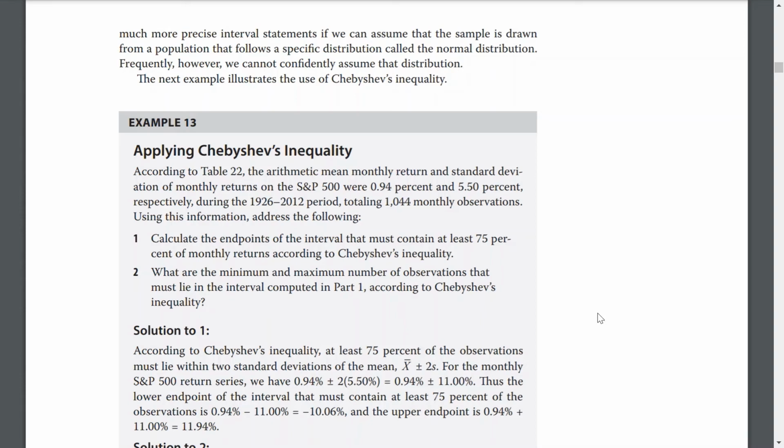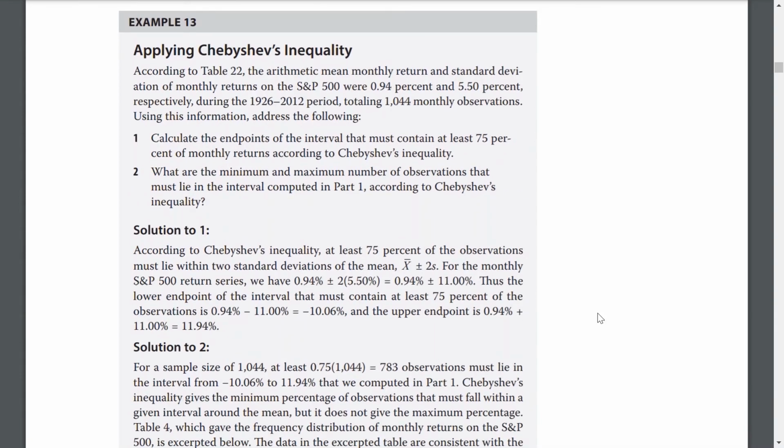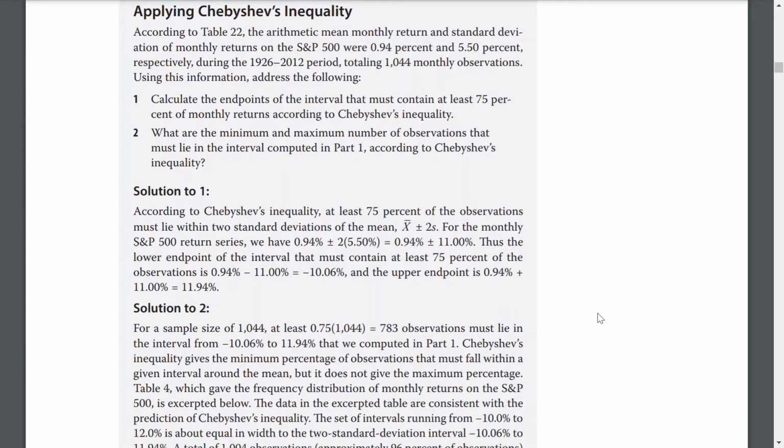Using this information, address the following. Calculate the endpoints of the intervals that must contain at least 75% of monthly returns according to Chebyshev's inequality. What are the minimum and maximum number of observations that must lie in the interval computed in part 1 according to Chebyshev's inequality? A solution to 1.